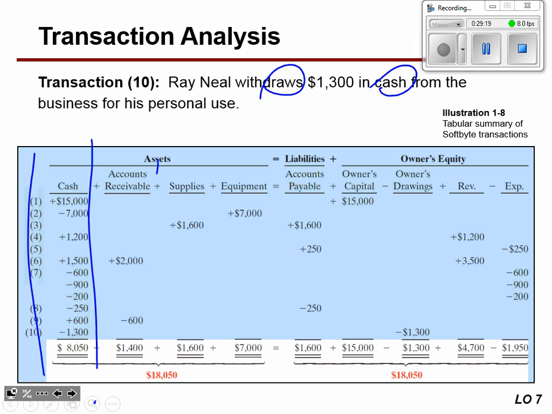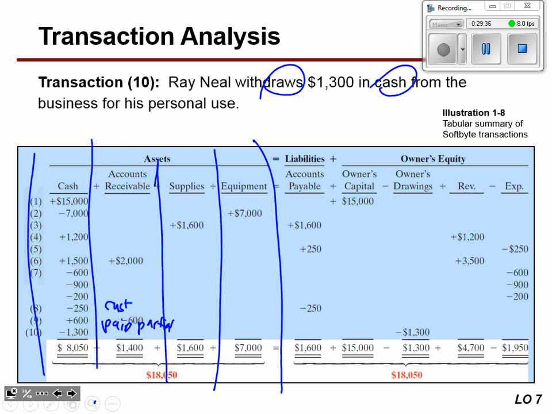If we look at the accounts receivable, we started with allowing customers to charge $2,000, but then it was minus 6 when they paid partial. The customer paid partial. And we have supplies, that's easy one, and equipment, that's an easy one. So under the asset umbrella, 8,050, 1,400, 1,600, and 7,000 equal the 18,050. Now that's the left side of the giant accounting equation. We'd have to go do the same thing over here, and this is where we hope they equal. You will have to do a problem like this on the test.